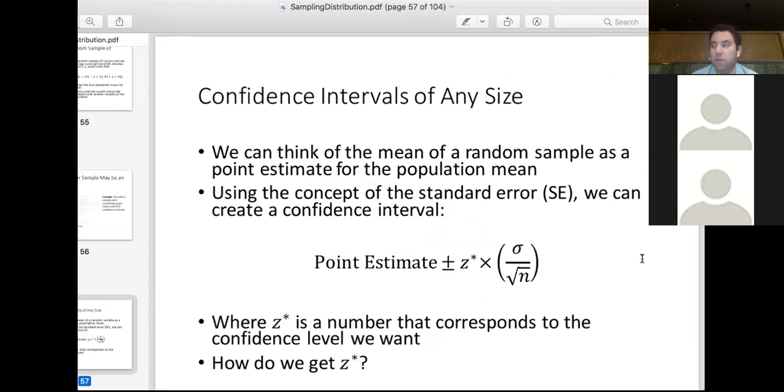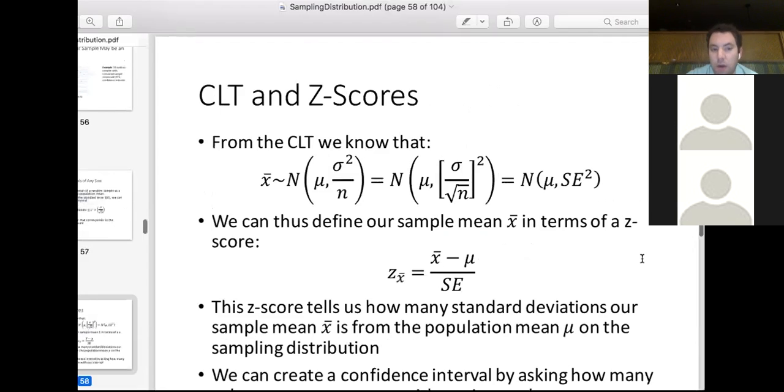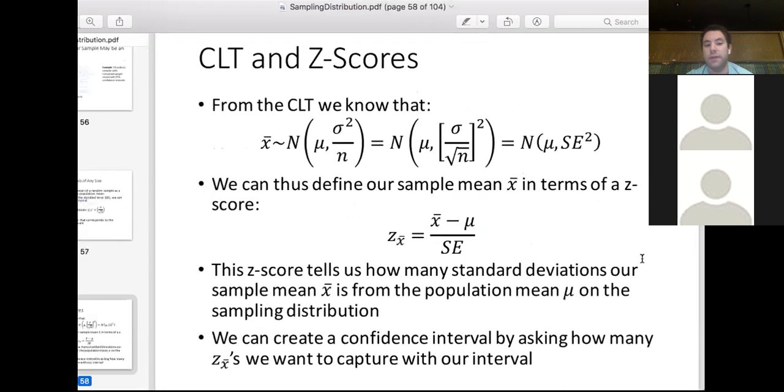We can think of the mean of a random sample as a point estimate for the population mean. Using the concept of the standard error, we can create a confidence interval of the point estimate plus or minus z star, which is the z statistic, multiplied by the standard error, sigma over the square root of n. So z star is the number that corresponds to the particular confidence level that we want, and we can get z star using the central limit theorem and z-scores.